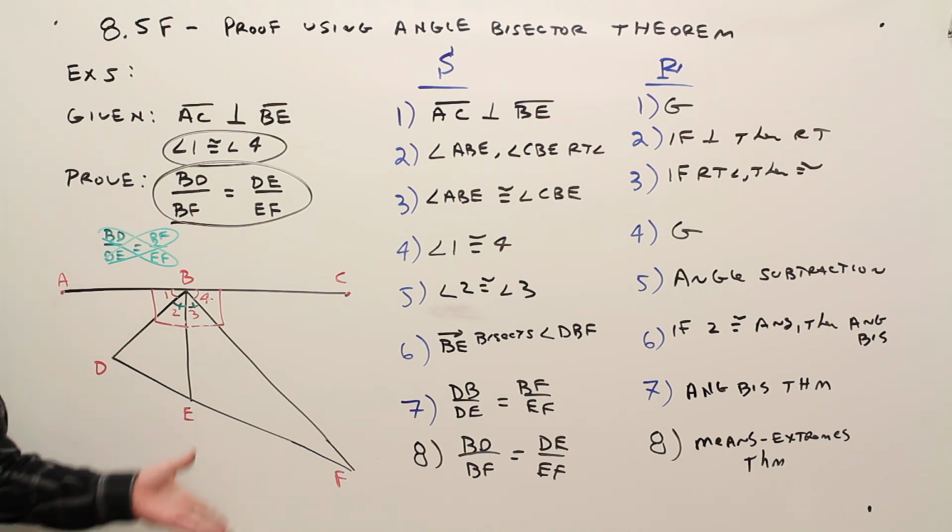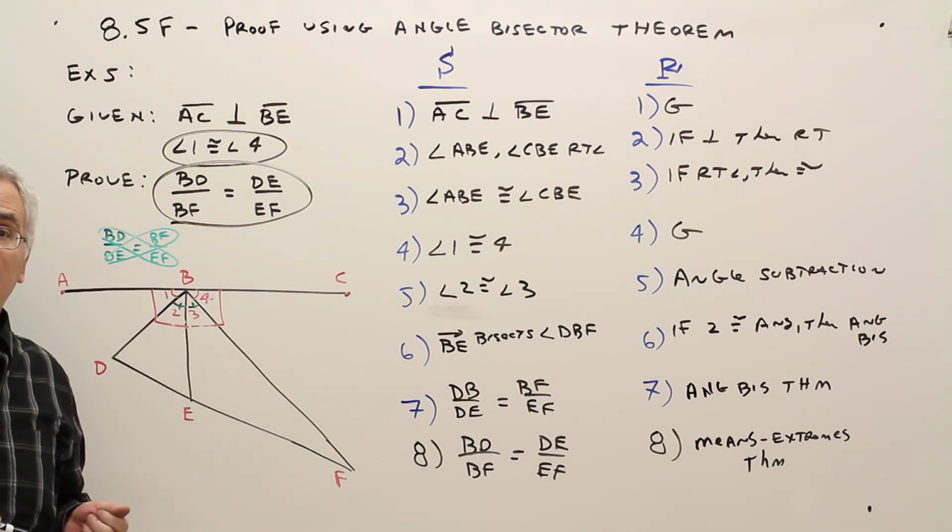So there you have it, how to use the angle bisector theorem in a proof.